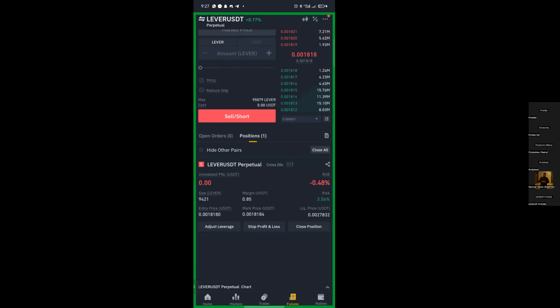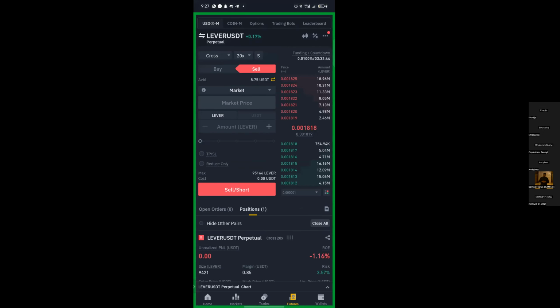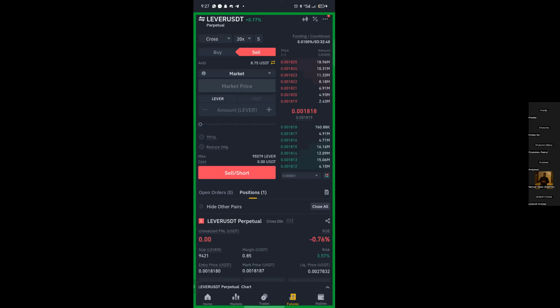The current price of the signal has changed from the signal I dropped in the group. You understand? So we are just using this one, assuming we are using that signal. Now this is the pair we are trading with. Now let's assume our entry price is the same entry price we have in that signal. How do you place your stop loss?